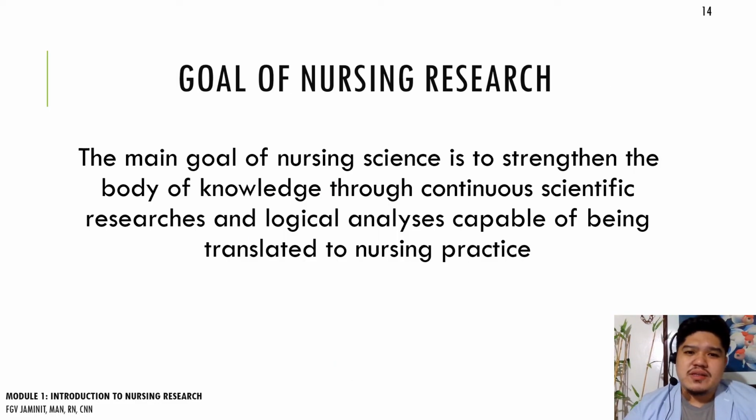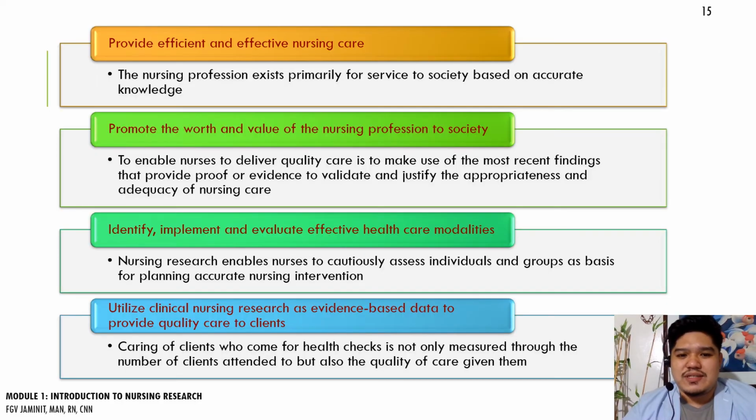We may consider that nursing research is an invaluable aid in the promotion and maintenance of health, prevention and cure of illness, and the rehabilitation and habilitation of the disabled and the handicapped whose life depends on others for survival, such as with you, nurses. So the main goal of nursing science is to strengthen the body of knowledge that we have through what? Through continuous scientific researches and logical analysis capable of being translated to the practice that we are doing as nurses.